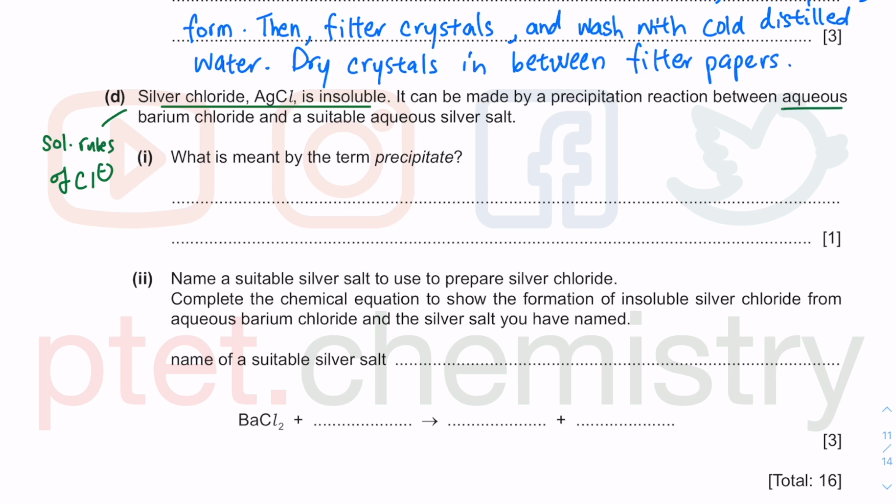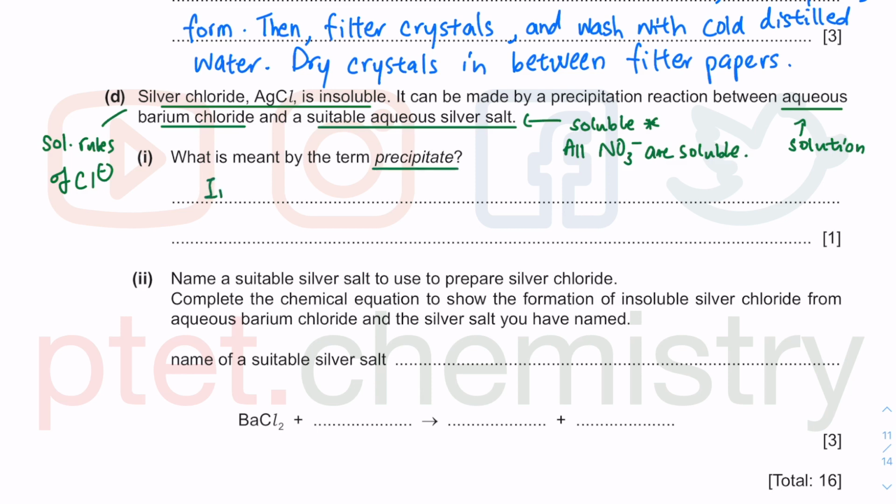This is between aqueous barium chloride, so that is a solution, and then we take another suitable aqueous silver salt. It needs to be soluble as well for this particular aqueous salt. You have to choose an anion to make it suitable. We know all nitrate salts are going to be soluble, so we always go for the nitrate salt that will be soluble given the cation here. What is meant by the term precipitate? Basically it means insoluble solid. You cannot see through it, it is not a solution.